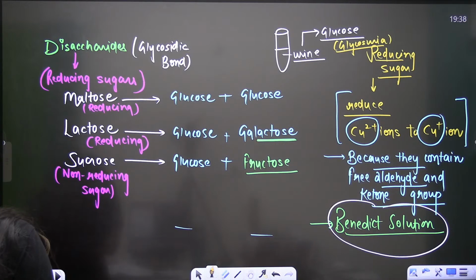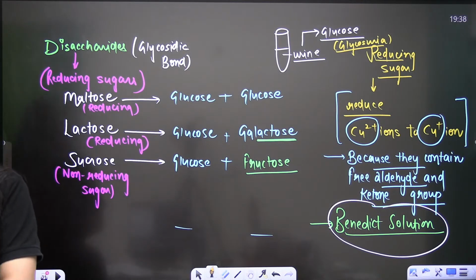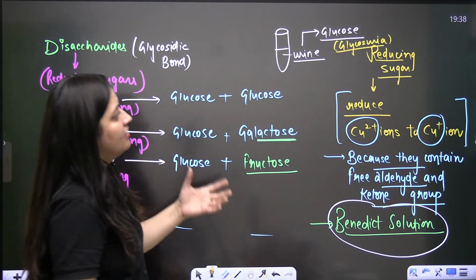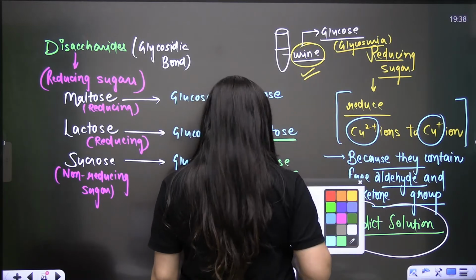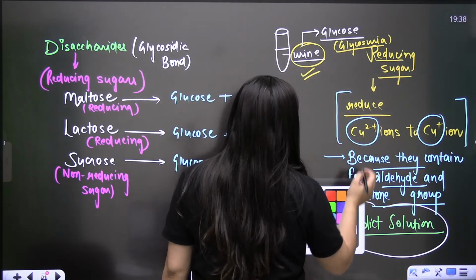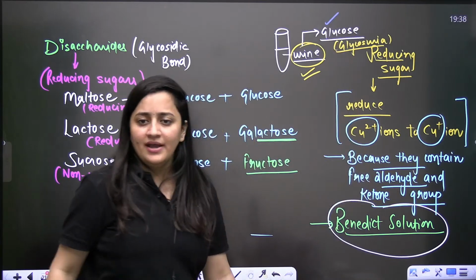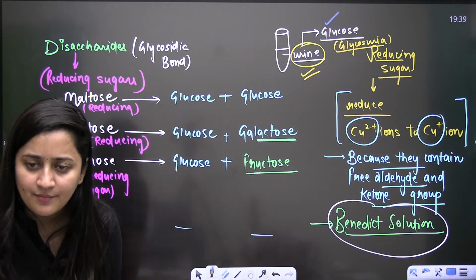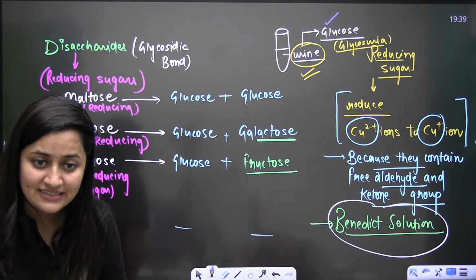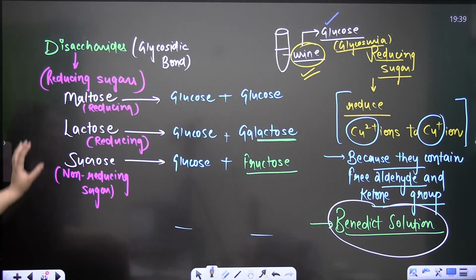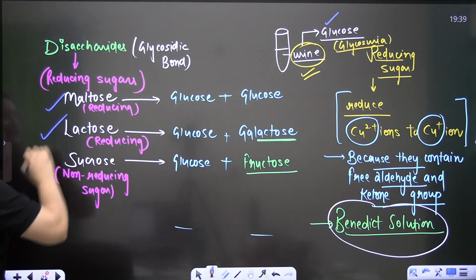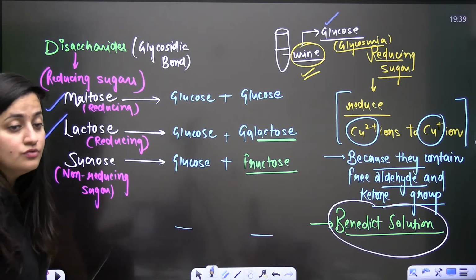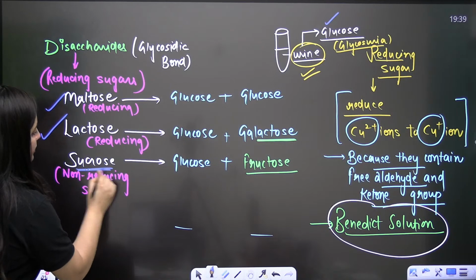Clear? So this Benedict test and Fehling test are used to check the presence of glucose in the urine. Are you getting my point? Clear? So this is about the reducing sugar. As I said, even your monosaccharides, even maltose and lactose, they are reducing. But sucrose is a non-reducing sugar.